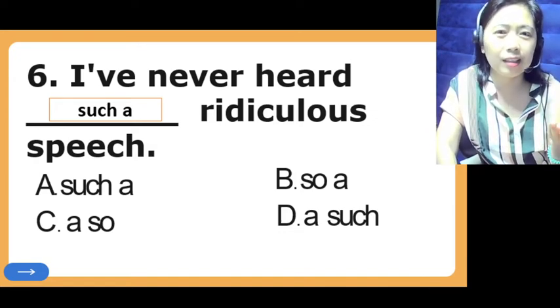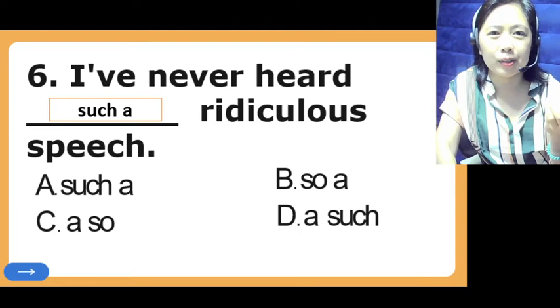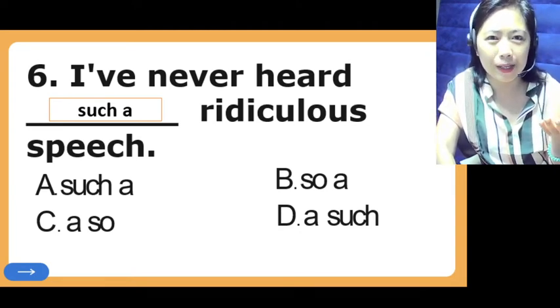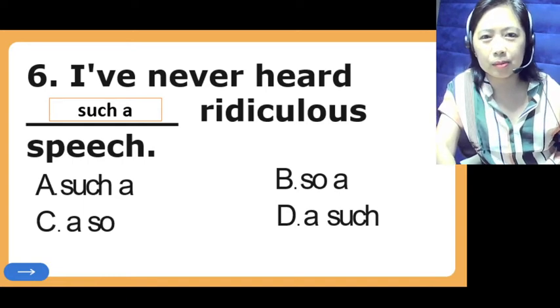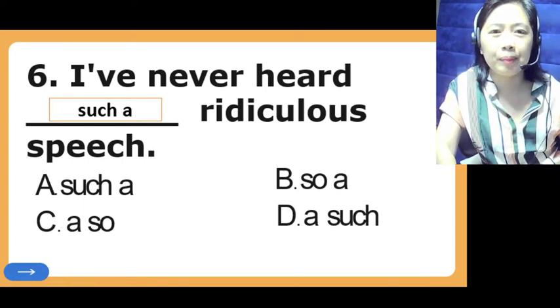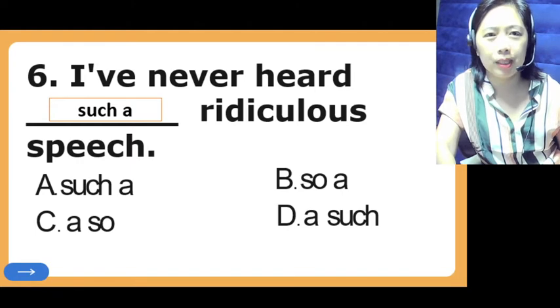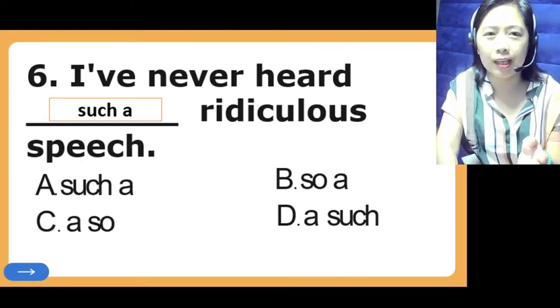Such a, again, for a singular noun. Such a ridiculous speech. It is used as a determiner in this case, so we can use that one. We can't say so a ridiculous speech. Not for this case.